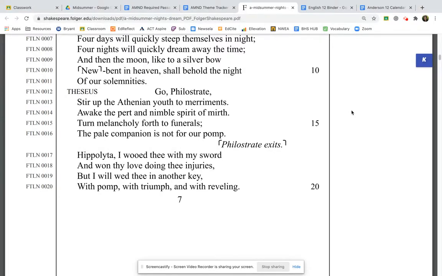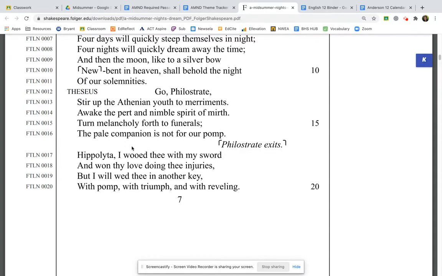He tells Hippolyta, "Hippolyta, I wooed thee with my sword, and won thy love doing thee injuries. But I will wed thee in another key, with pomp, with triumph, and with reveling." So he acknowledges that the only reason that they're getting married is because of the war. This is what he means by "I wooed thee with my sword."